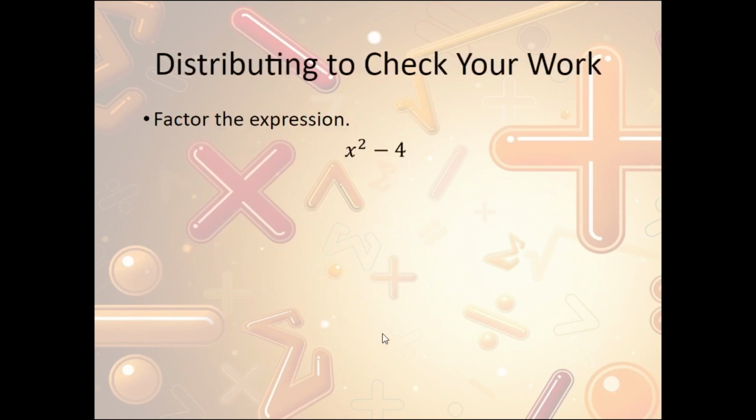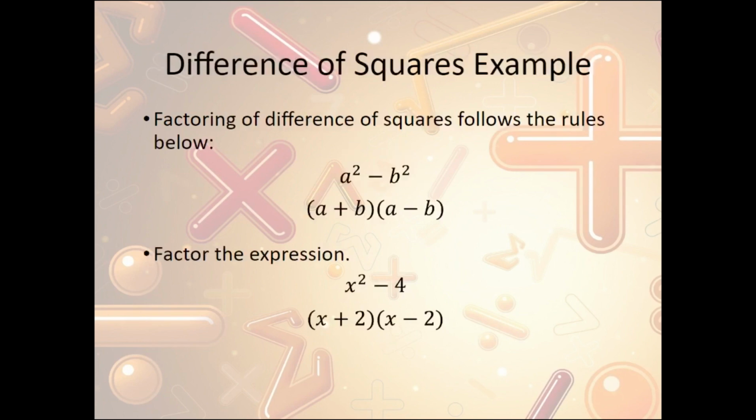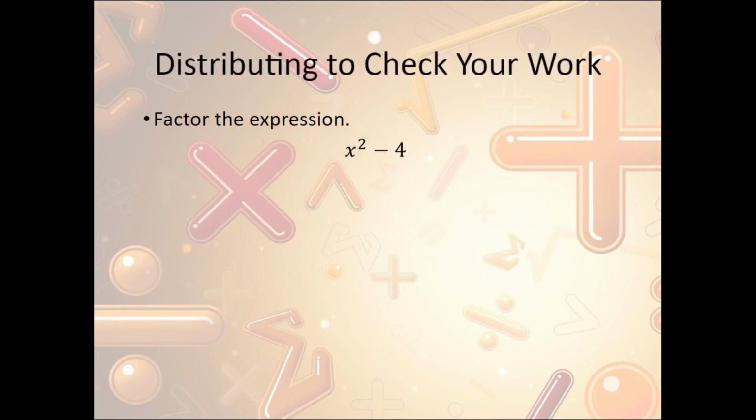So look at another example. We have x squared minus 4. We said that that is... So let's check our work by distributing. So we said that x squared minus 4 is equal to x plus 2 times x minus 2. Well, let's go ahead and distribute this and see if it works.